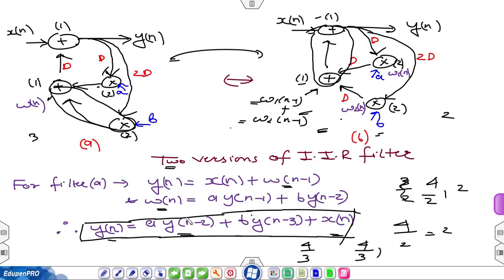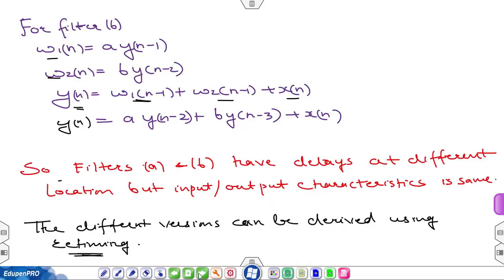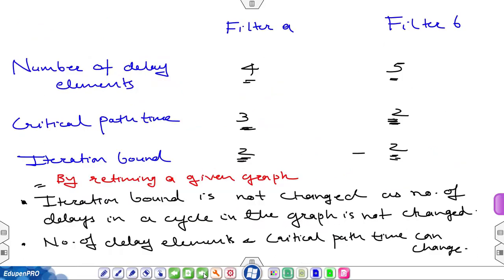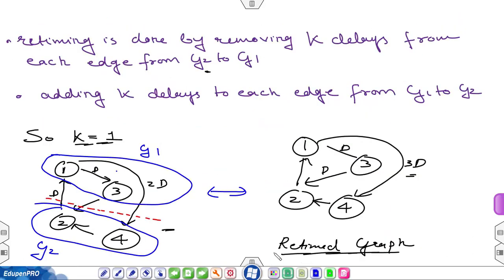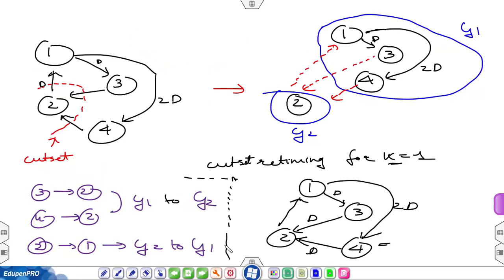So we have three versions of the same DSP system. This is version 1, this is version 2, and this is the third version. You can calculate the critical path time, iteration bound, number of registers, and you can make a comparison. So this is one way of retiming a graph, that is cut set retiming.